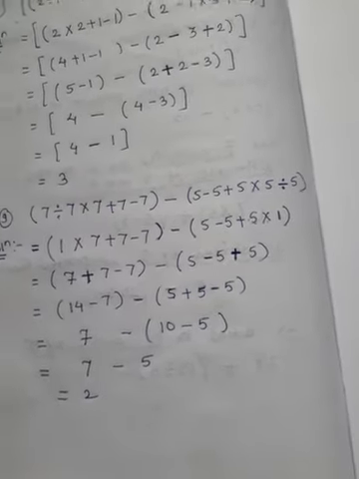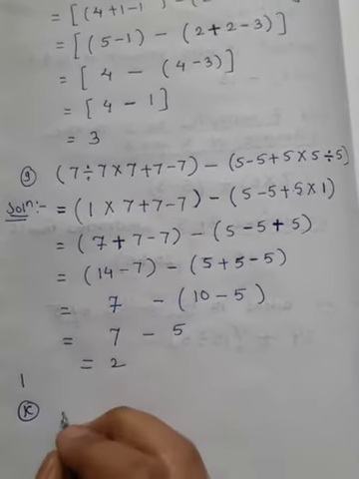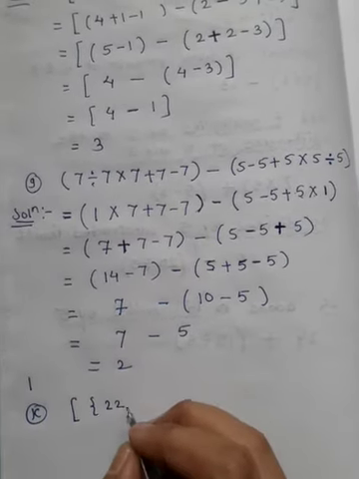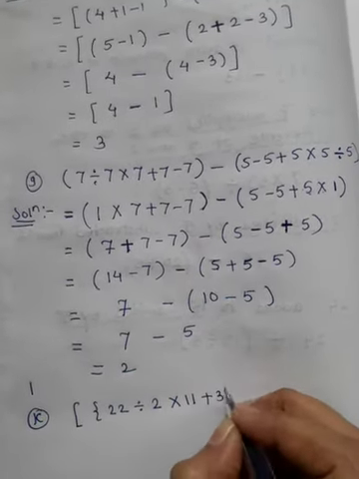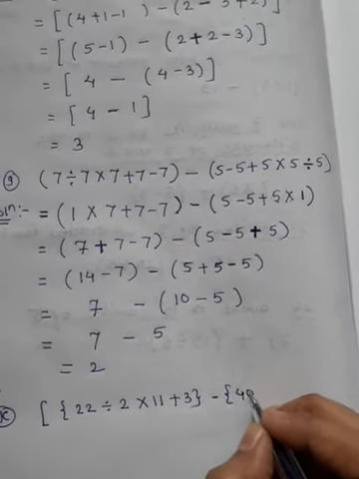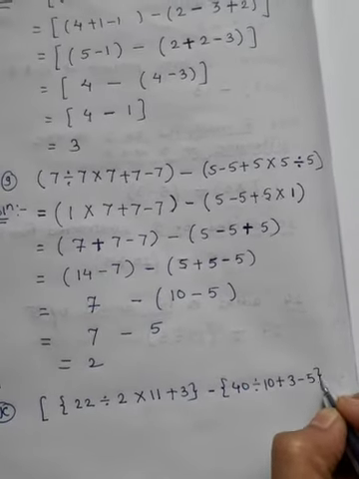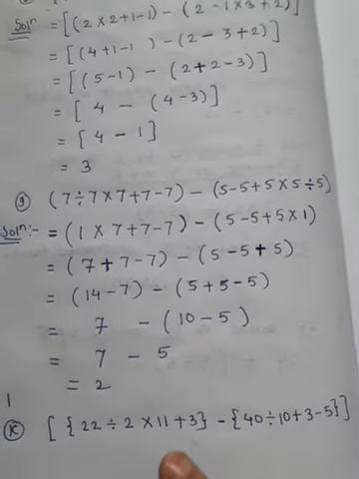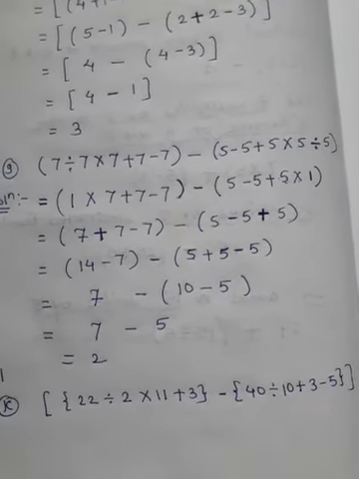Now we will see example number K. In K, in the square bracket there is a curly bracket: 22 divided by 2 into 11 plus 3, curly bracket completed, minus, there is another curly bracket: 40 divided by 10 plus 3 minus 5, curly bracket completed, and square bracket completed. So here also there are two curly brackets in the square bracket. Just solve these curly brackets simultaneously.